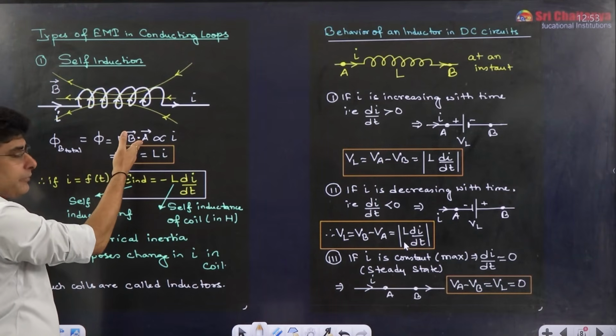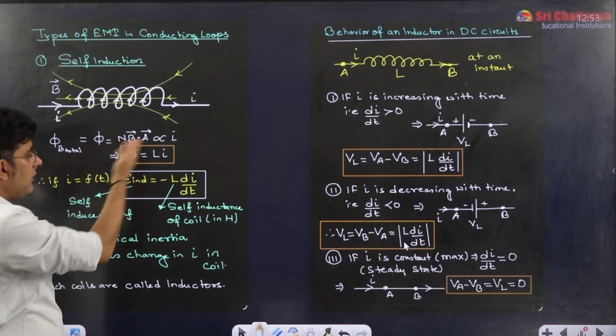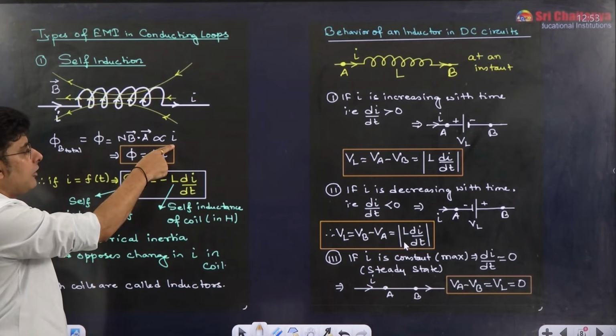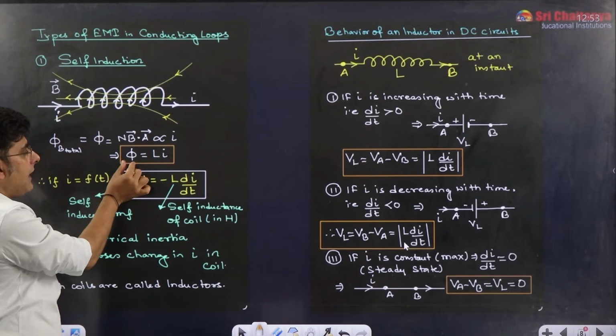Now we know that the field due to a solenoid is mu naught N I. So the field is always proportional to I. So the total flux is also proportional to I. I have written the total flux as L I.